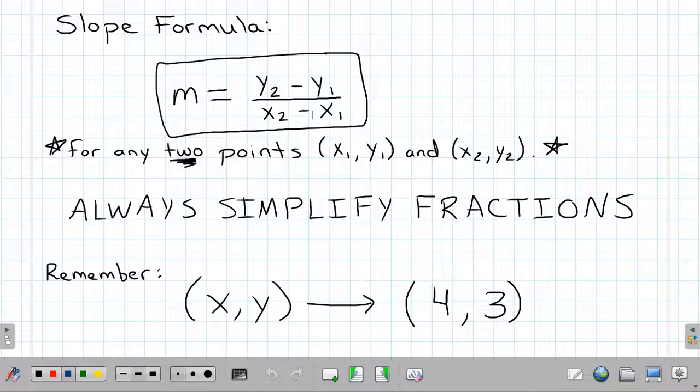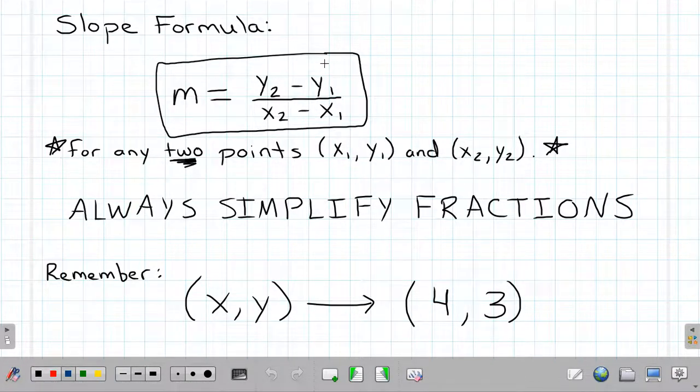But I do want to point out, I want to be very clear on this. First off, let me lay out the whole formula here. We have m, which once again, remember, is slope. That slope is equal to y2 minus y1, or y sub 2 minus y sub 1, all of that over, fraction bar here, x2 or x sub 2 minus x1 or x sub 1.